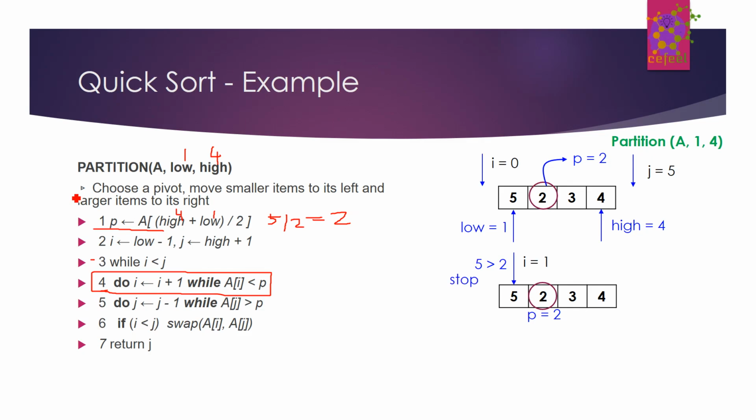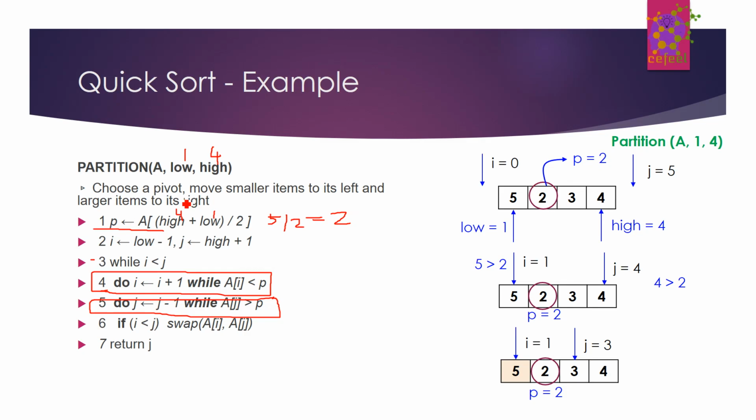So we'll stop I here, and then we will go ahead with the next loop on step 5, which is J, and we'll try to find an element that is out of order with respect to P on the right side. So J will now be decremented to J minus 1, so J becomes 4, and we will compare 4 with 2. 4 is greater than 2, which is okay, 4 should be on the right side of the 2. Alright, then we will decrement J again. J is now 3, and 3 is also greater than 2, so 3 is okay, it is greater than the pivot, on the right side of the pivot.